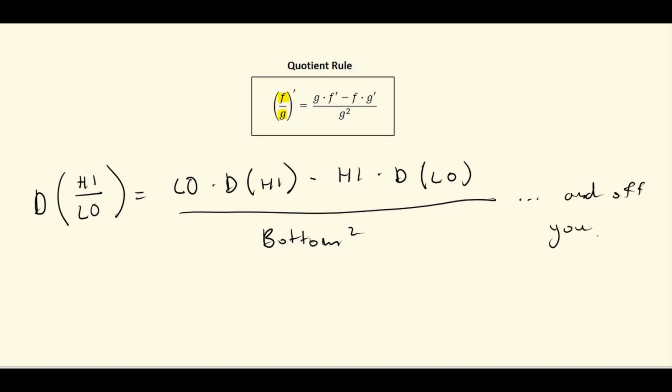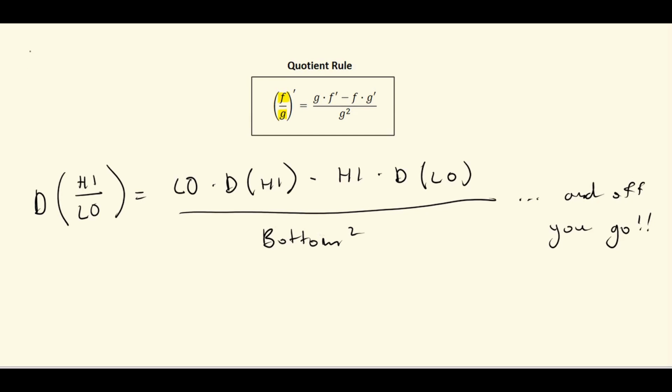And when we say "and off you go," once we use the quotient rule, we have to simplify the derivative. So this is saying that the derivative is going to equal the bottom function times the derivative of the top minus the top times the derivative of the bottom, all over the bottom squared.